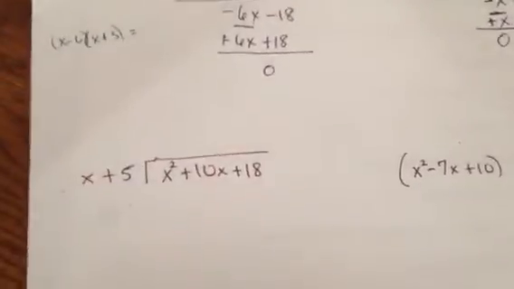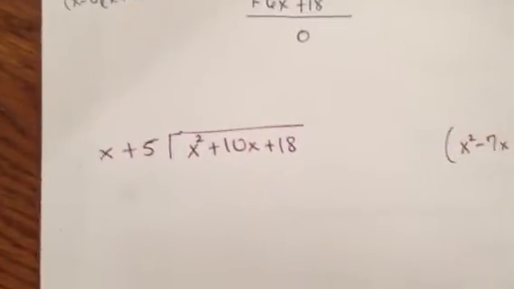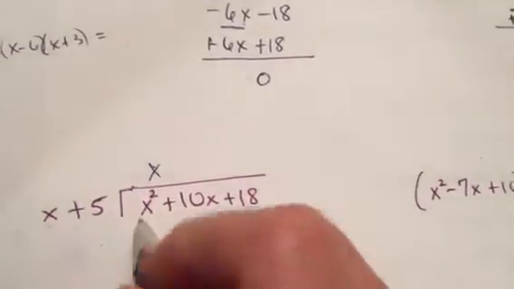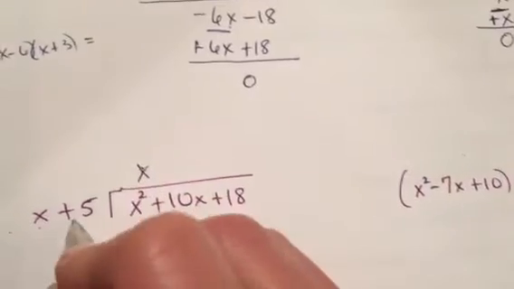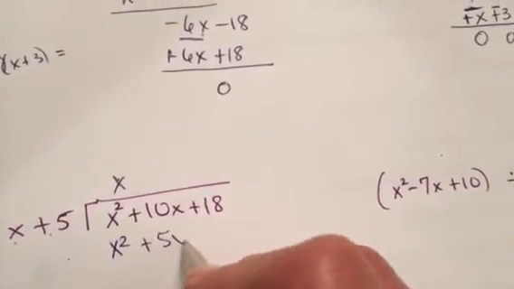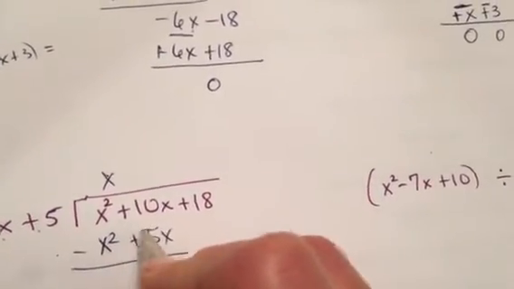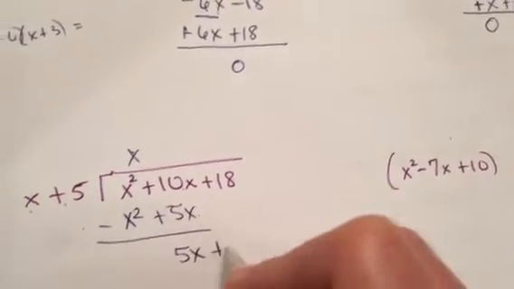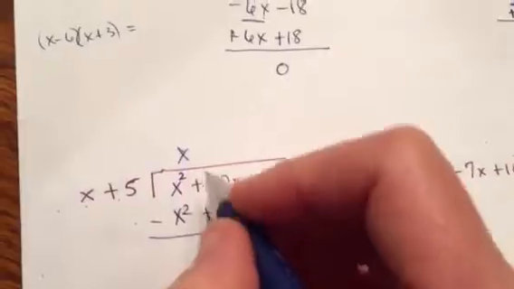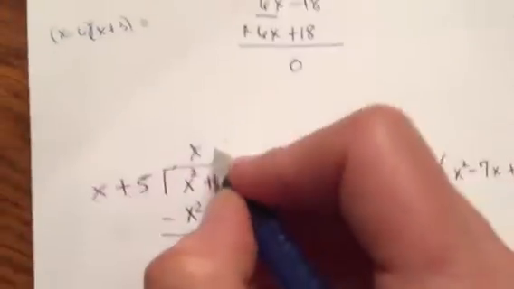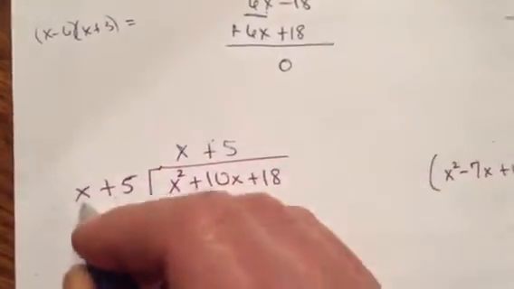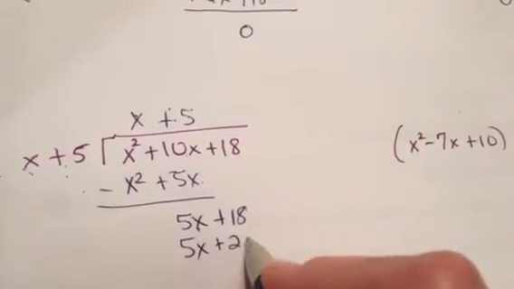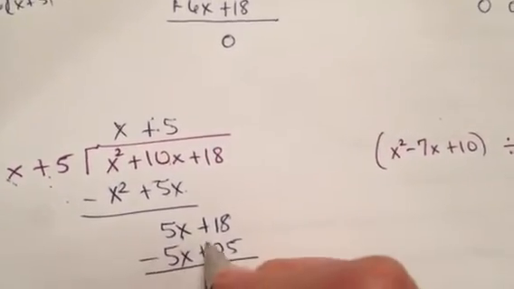Okay. Now let's try one that probably won't come out so pretty. Long division again. x times x is x squared. x times 5 is 5x. And then change your signs. These are going to cancel. 10x minus 5x is 5x, and bring down your next term. Okay, what times x gives you 5x? Well, 5. 5 times x is 5x. 5 times 5 is 25. Change your signs.